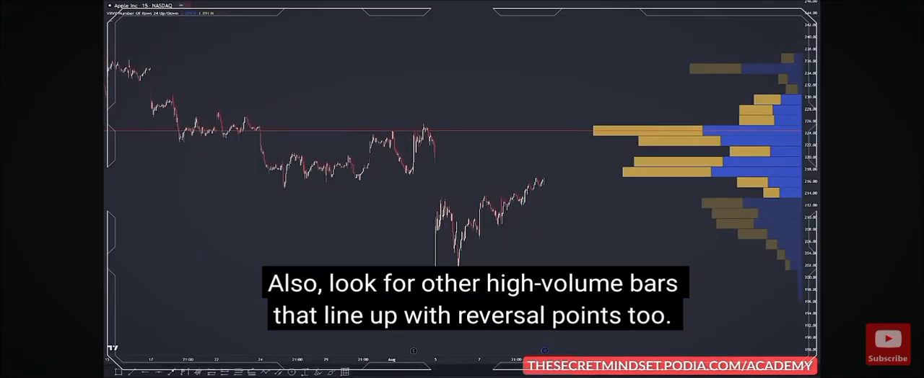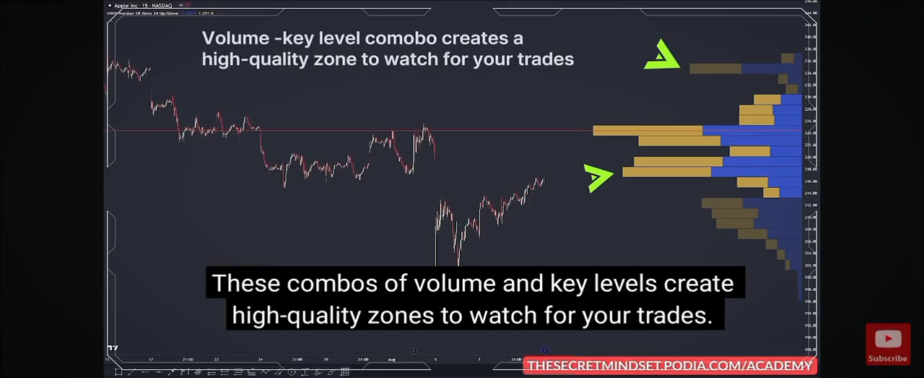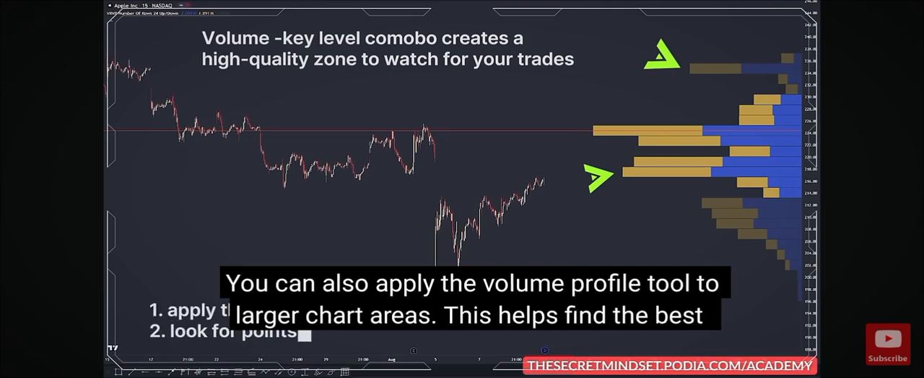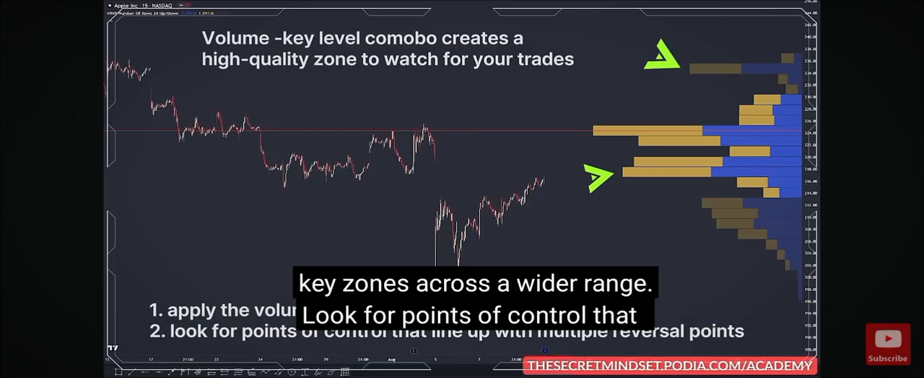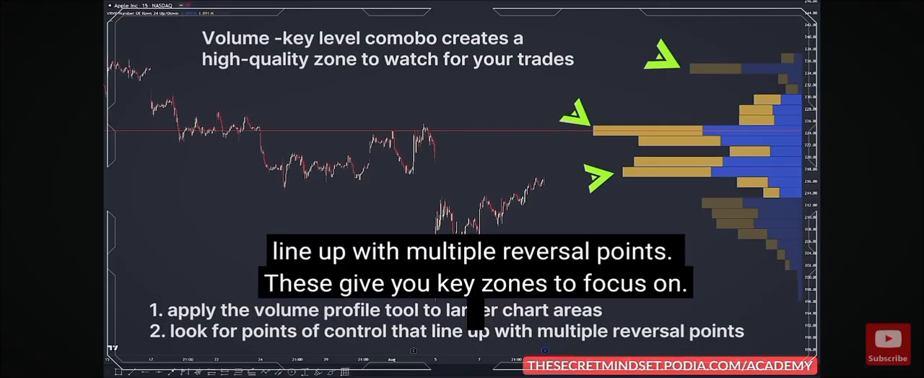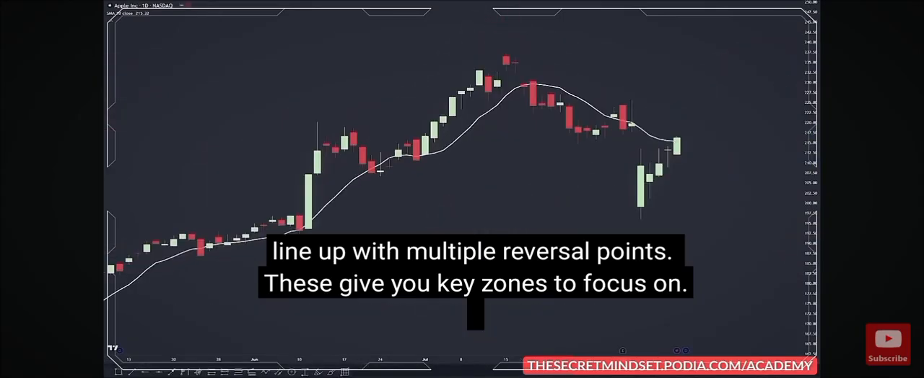Also, look for other high volume bars that line up with reversal points too. These combos of volume and key levels create high quality zones to watch for your trades. You can also apply the volume profile tool to larger chart areas. This helps find the best key zones across a wider range. Look for points of control that line up with multiple reversal points. These give you key zones to focus on.